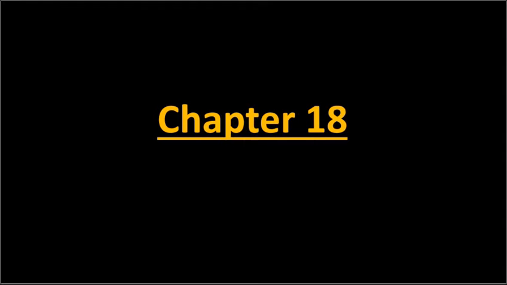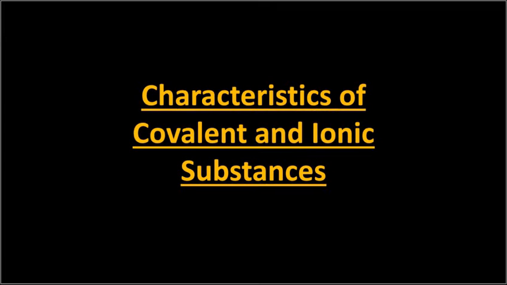Hello, ladies and gentlemen. We have been talking about the different types of bonding. So far, we have talked about covalent bonding, where they share electrons, and we have talked about ionic bonding, where electrons transfer from one atom to the other.